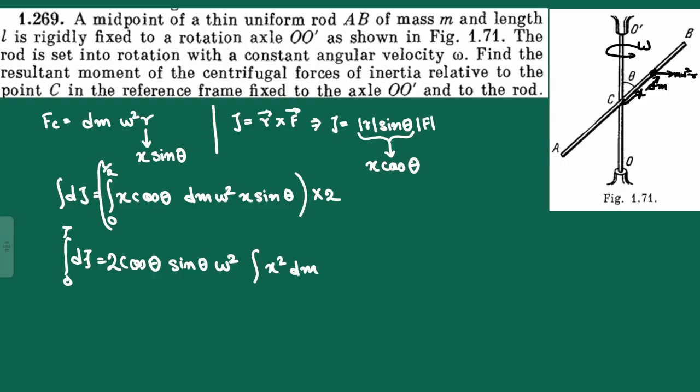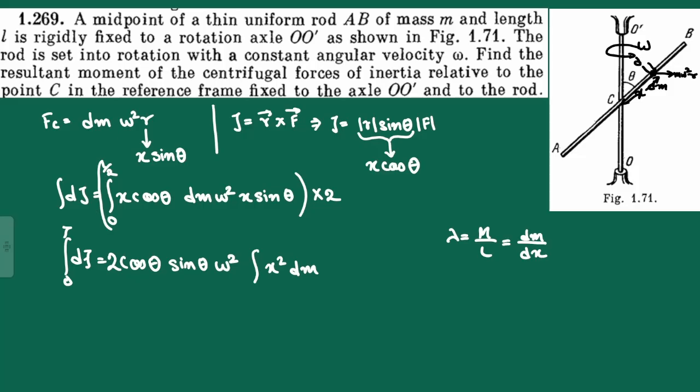Okay, now how do I convert this elemental mass in terms of x? Let's check. The entire rod is homogeneous. That means the linear density of the rod is the same everywhere, isn't it? So the linear density of the rod is nothing but the mass of the rod divided by the length of the rod. It is nothing but the elemental mass of the unit divided by the elemental length of the unit. This much length is nothing but dx.